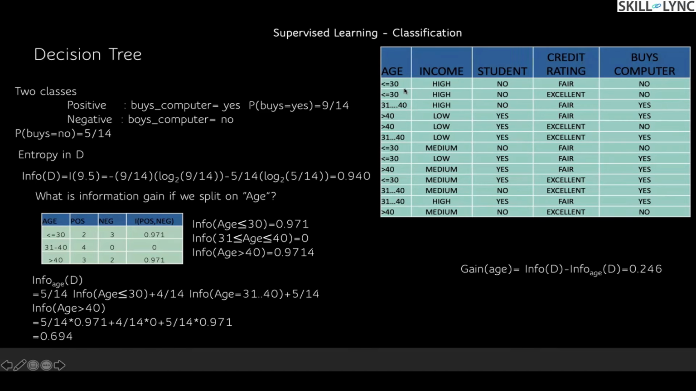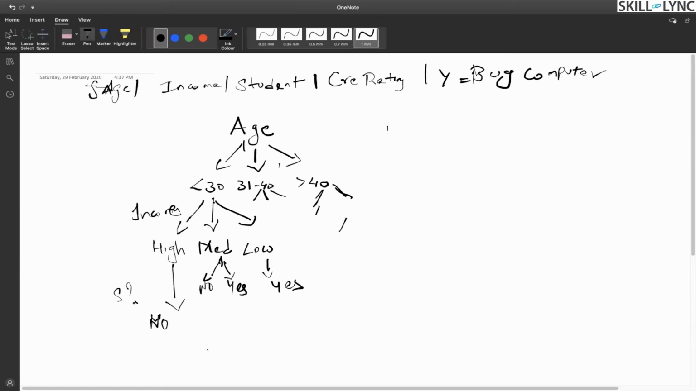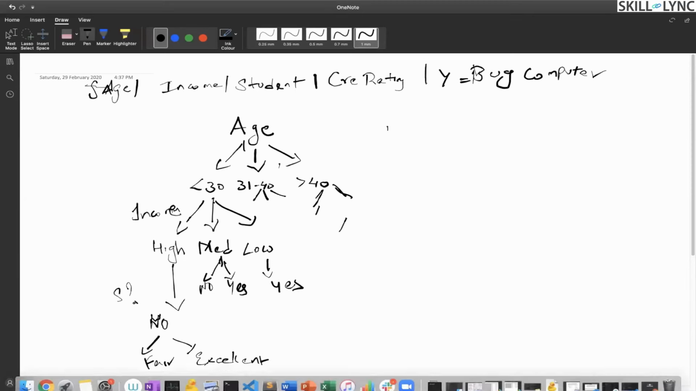Now for less than or equal to 30 with income high, we know that the person has only one rule, which is not a student. But again, the credit rating has two outcomes, fair or excellent. So now this no will be divided into fair or excellent. See, I'm drawing only for one branch. See how difficult it is.